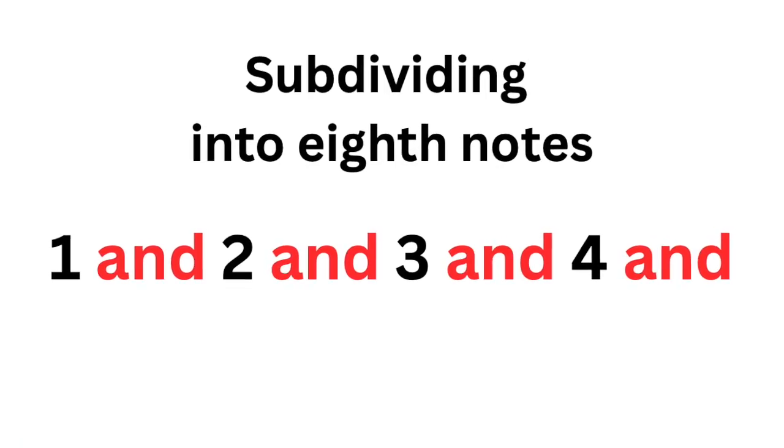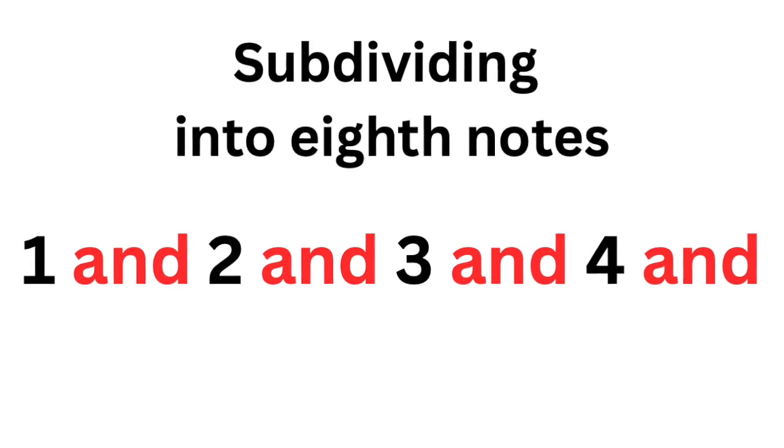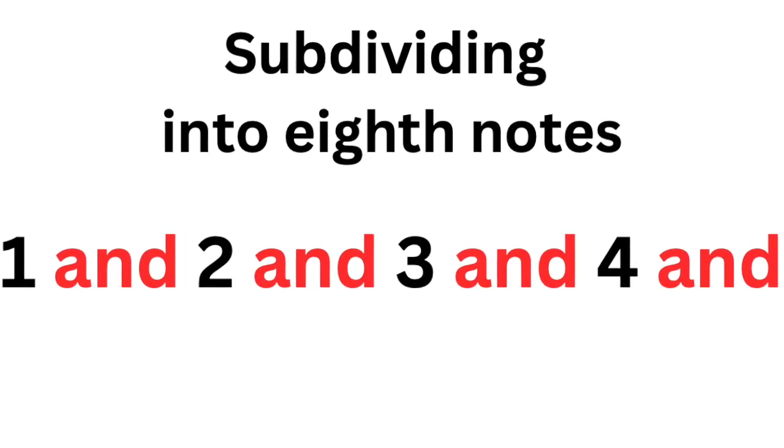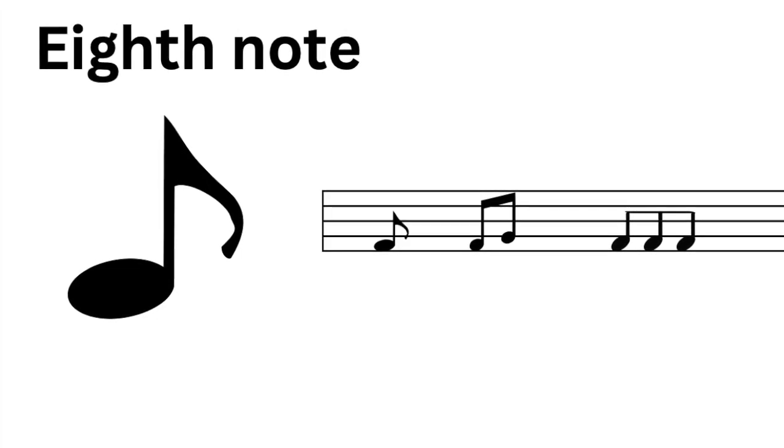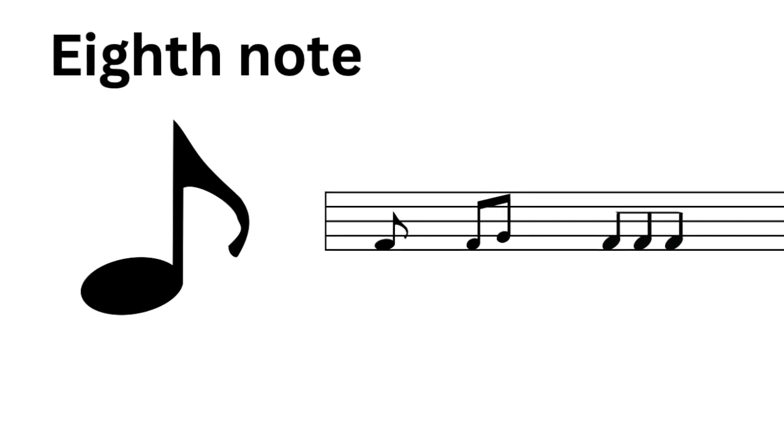You can also play in the spaces in between the 1, 2, 3, and 4 beats. That's called subdividing. The count sounds like 1 and 2 and 3 and 4 and. When you break them down like this, the quarter notes we talk about become split into eighth notes. Here's what an eighth note looks like. It's like a quarter note, but it's got a tail.